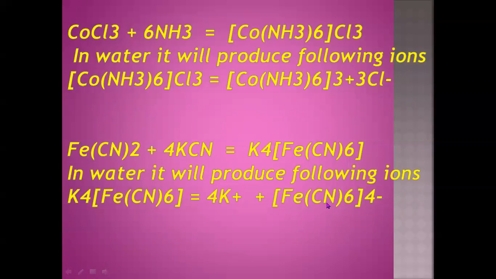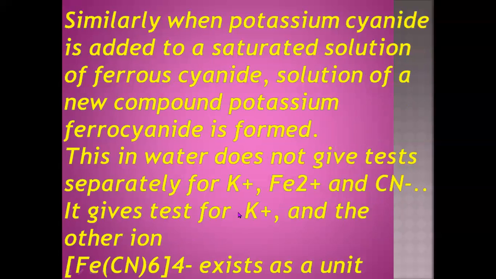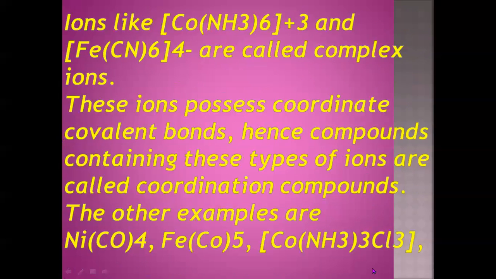So, it will not produce different ions again like ferrous and cyanide. So, they will not be tested separately. Only the potassium ion can be tested. Similarly, no separate test can be done for ferrous and cyanide. Why? Because this ion exists as a unit.